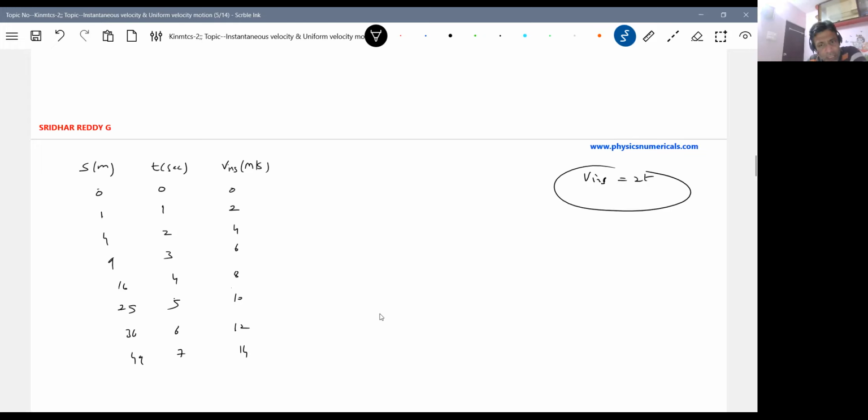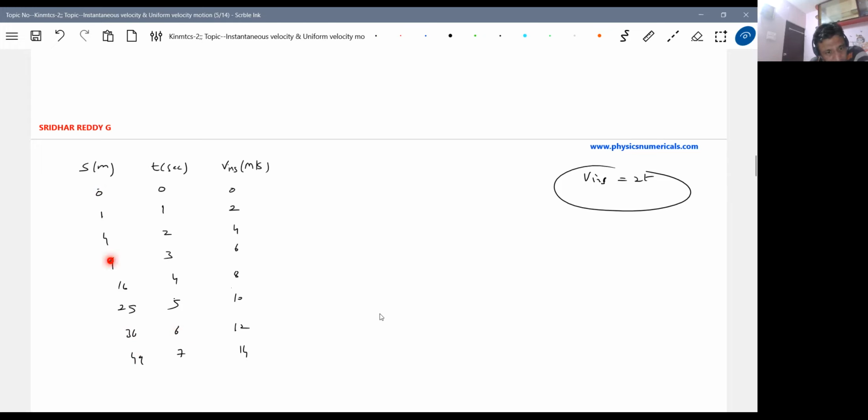Use this formula. Or else, at t equal to 5 seconds, what is the instantaneous speed? 10 meters per second. At t equal to 4 seconds, what is the speed of the particle? 8. Average velocity is different. So what is average velocity? For an interval of time, for 0 to 5 seconds, again displacement 25 by 5. For 0 to 6 seconds, 36 by 6. For 0 to 7 seconds, 49 by 7. Like this you can go on.